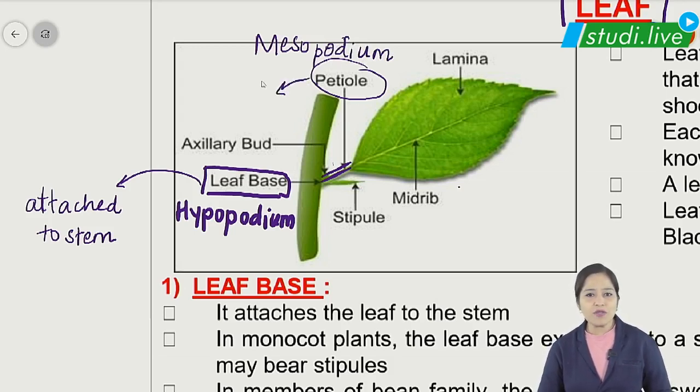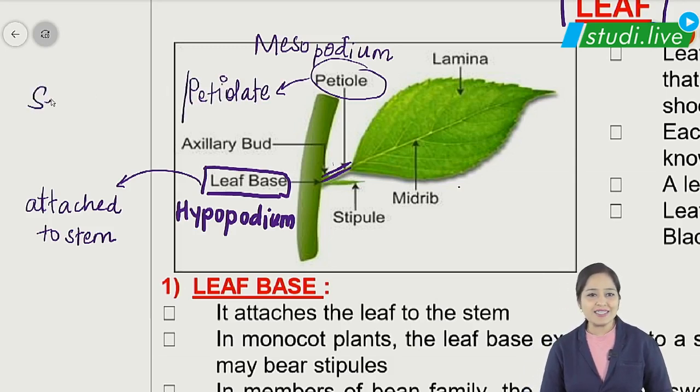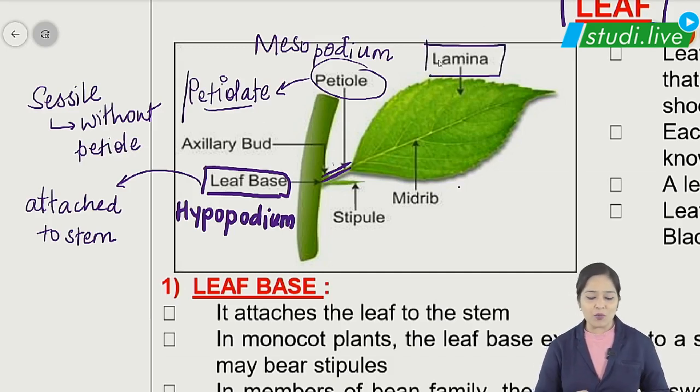The leaf which has a petiole is known as petiolate, and the leaf without a petiole is known as sessile. Sessile means without petiole. So the word sessile is used when there is no petiole, and when the petiole is present, it is called petiolate. This is the main important part over here.